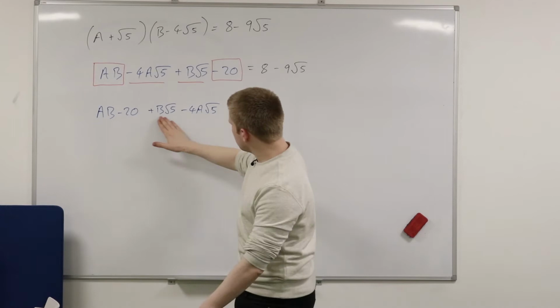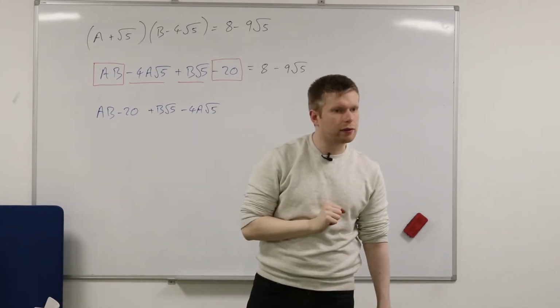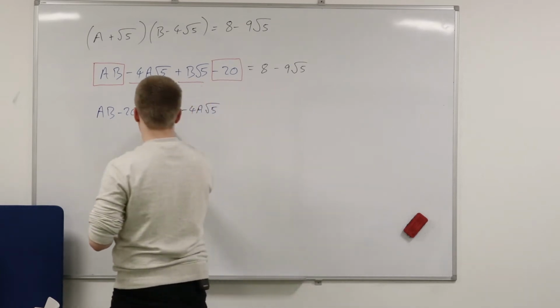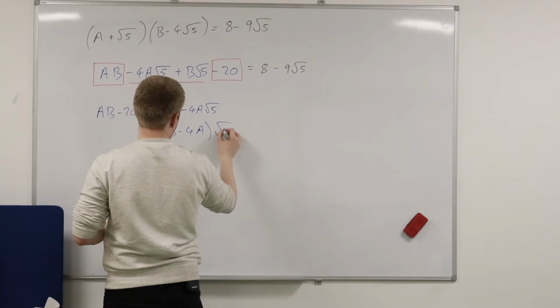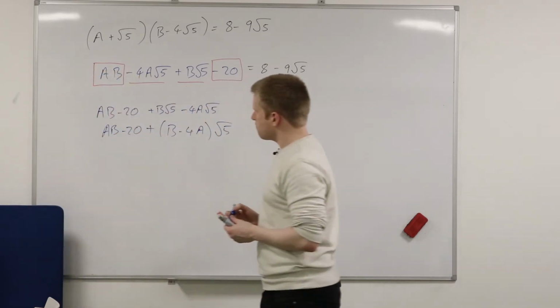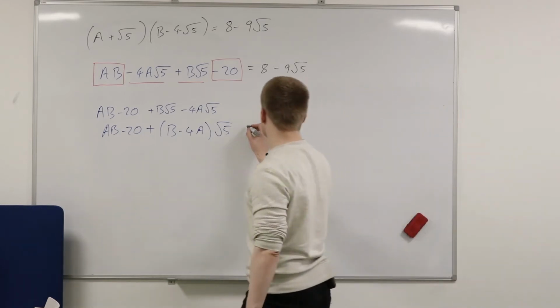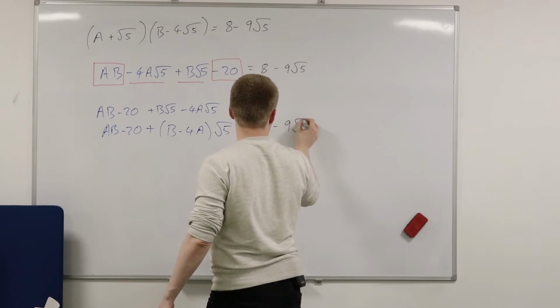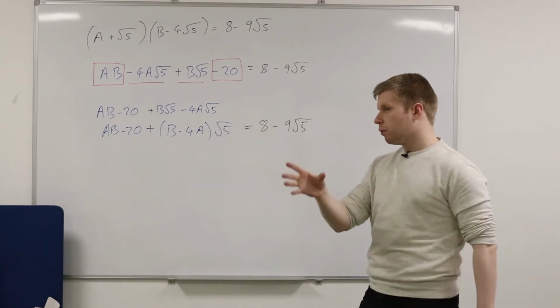And then you notice that there's a root 5 in both of those terms. I'm going to factorise that out because there's only one root 5 on the right hand side. So I'm going to go plus b minus 4a root 5, and that's obviously ab minus 20. Okay, that's kind of a roundabout way of doing this, but effectively that now looks exactly the same as that. Doesn't look much like it, but I promise you it is.